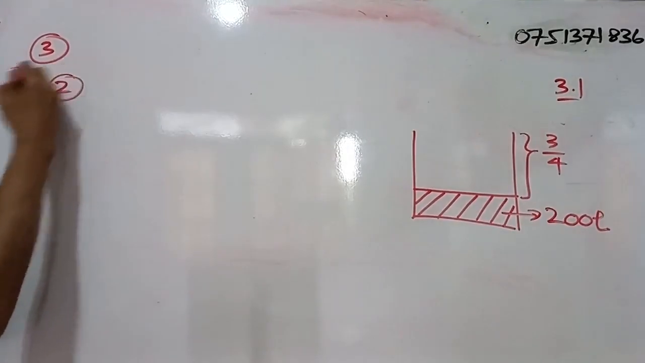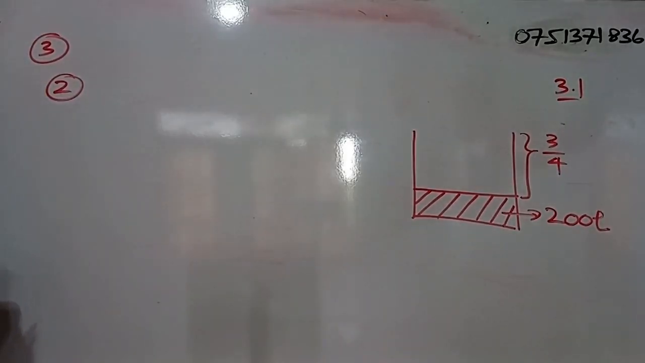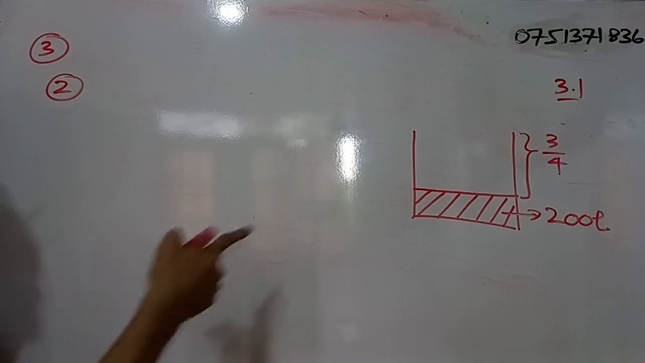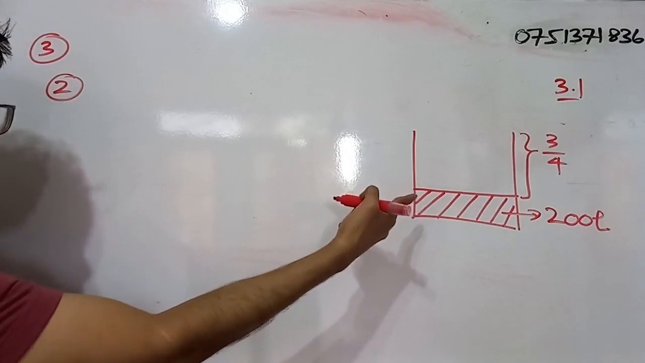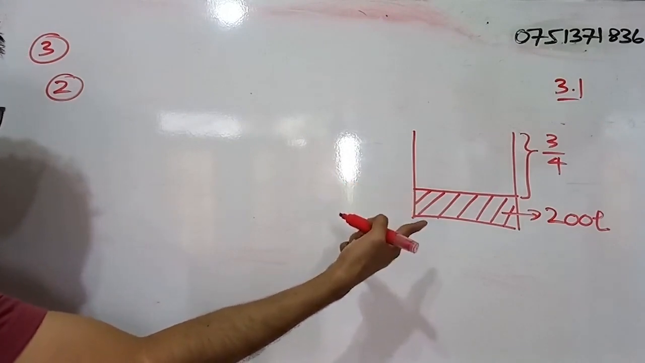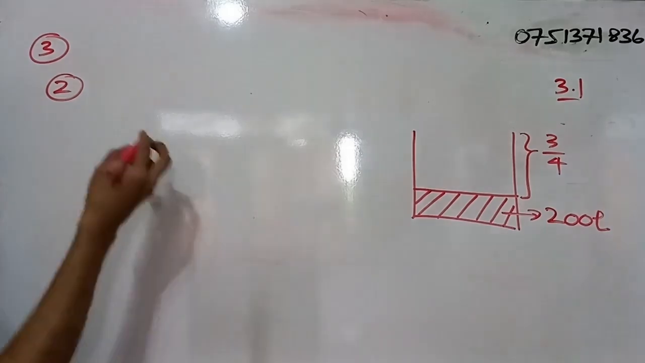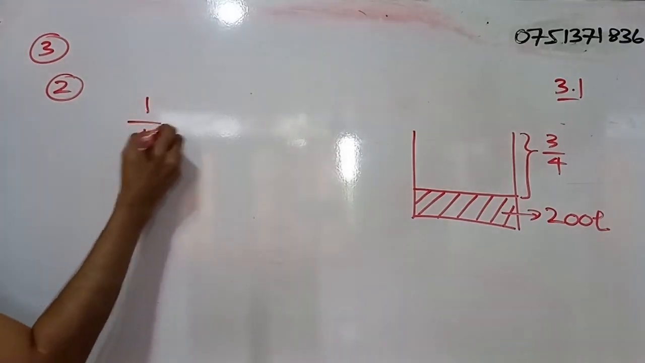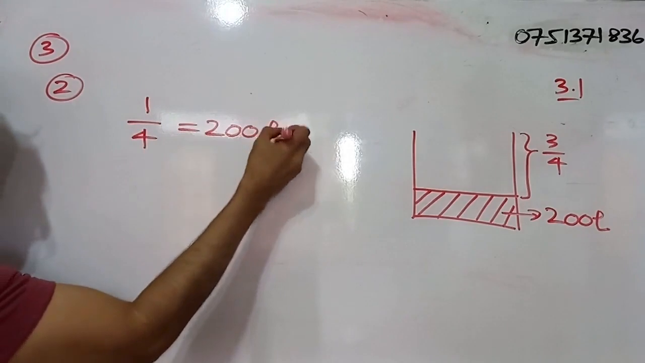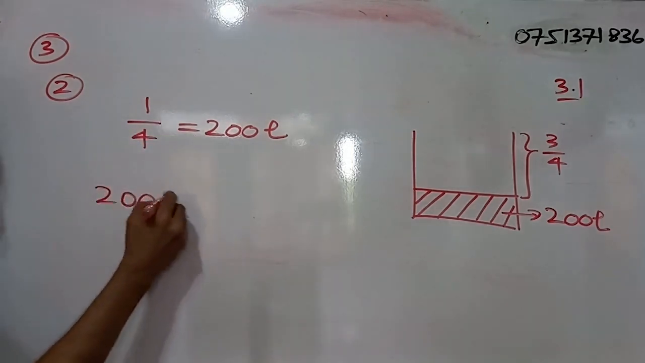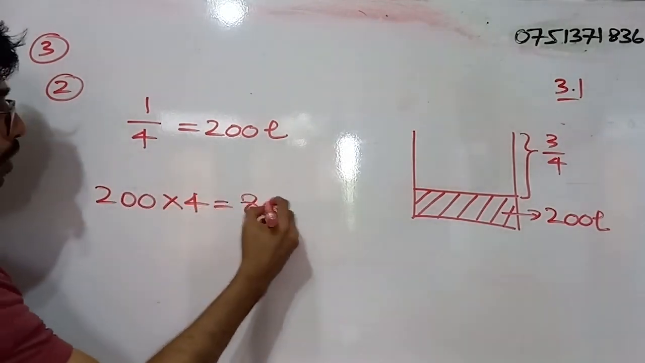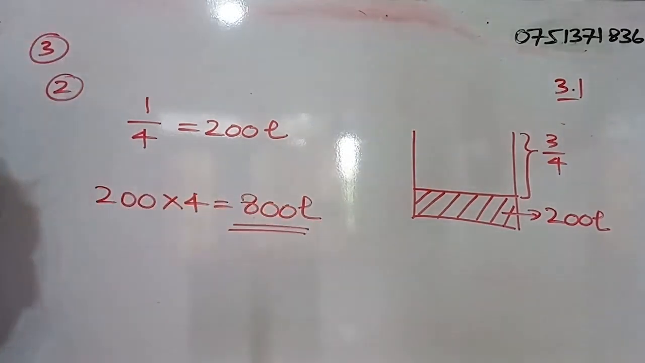Second part of that question, find the capacity of the tank. Then මෙතන the remaining amount is what? 200 liters. And we know the remaining amount as a fraction also. That is a quarter. So 1/4 is equal to 200 liters. Right? Then what will be the full amount or the capacity? We have to multiply this by what? By 4. So it will be 800 liters.